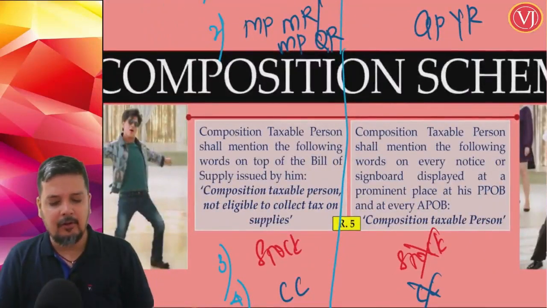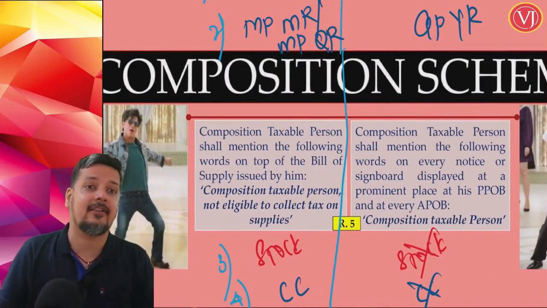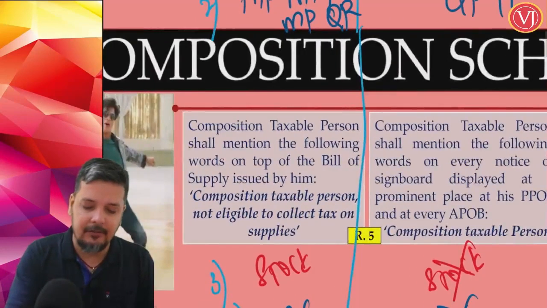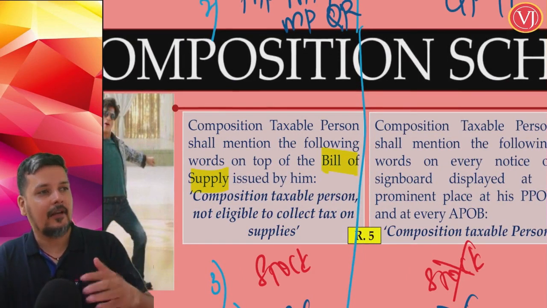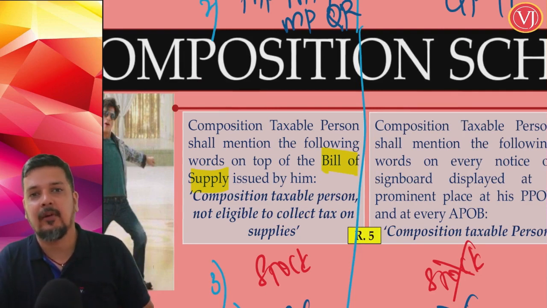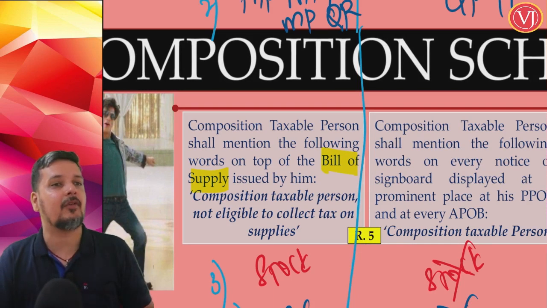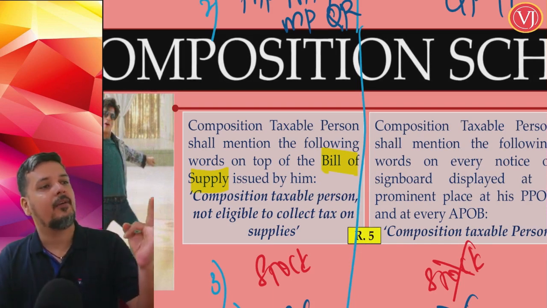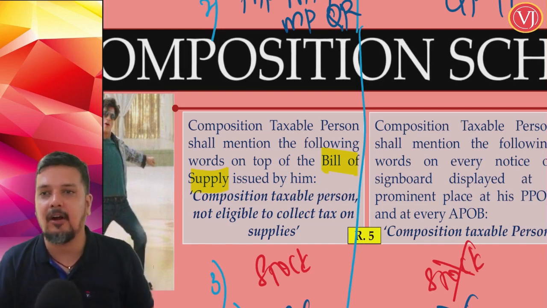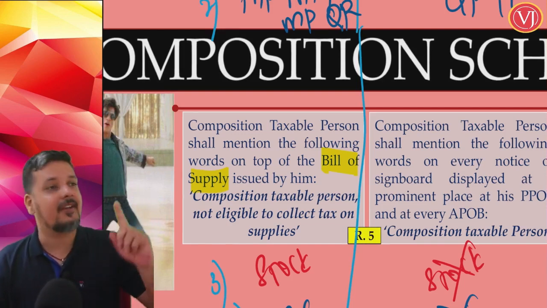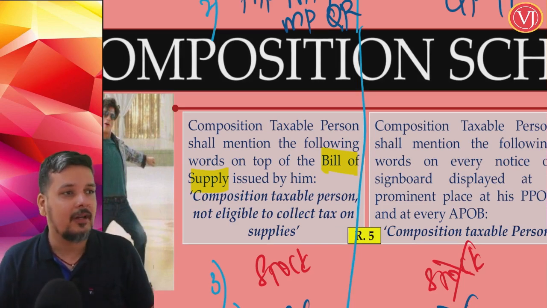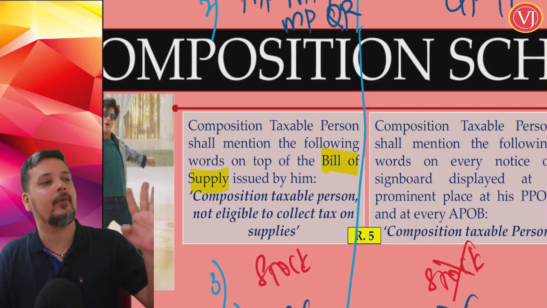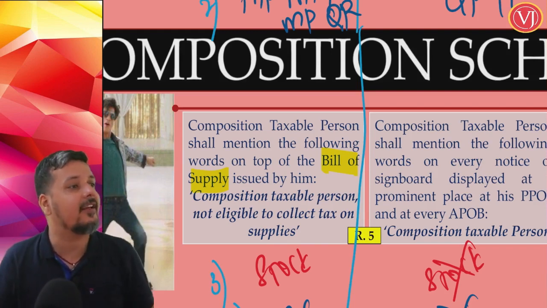Like when you're talking about composition scheme, a regular scheme dealer will give you a tax invoice. But a composition scheme dealer will give you a bill of supply. A regular scheme person, what are the rates of taxes which will be there? 0, 5, 12, 18, 28, 28 plus compensation cess, etc. For 0%, he'll give a bill of supply because there is no tax. For all others, 5, 12, 18, 28, 28 plus, etc., where there is a tax, he'll give a tax invoice.